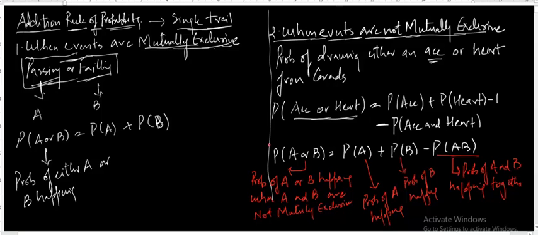This is how we apply the addition rule of probability. In this case the events are mutually exclusive, whereas here the events are not mutually exclusive. Depending upon the particular scenario, whether the events are mutually exclusive or not mutually exclusive, we apply a particular addition rule of the probability.